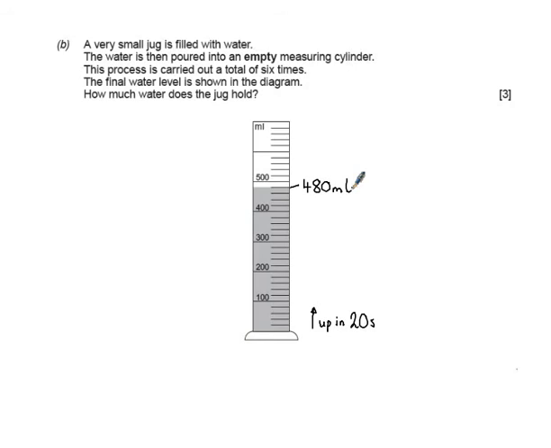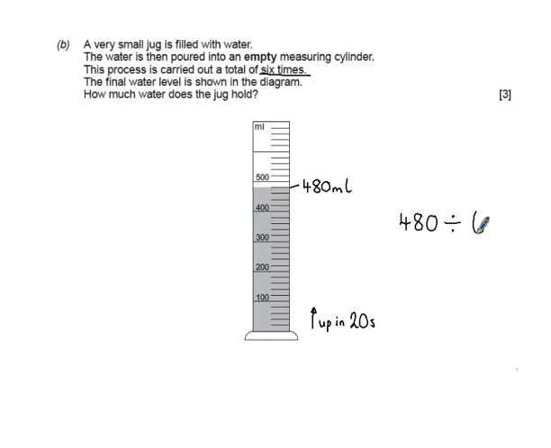It said it poured water from a small jug 6 times, and we want to work out how much water the jug holds. And it was empty at the start, so we don't have to worry about that there was some there first of all. This whole 480 millilitres of water has come from 6 jugs of water. So to find out what one jug holds, we want to divide. So we want to do 480 divided by 6.